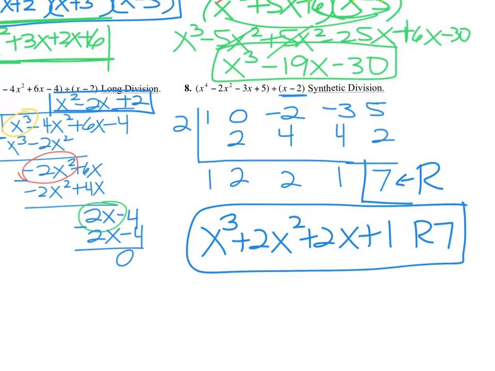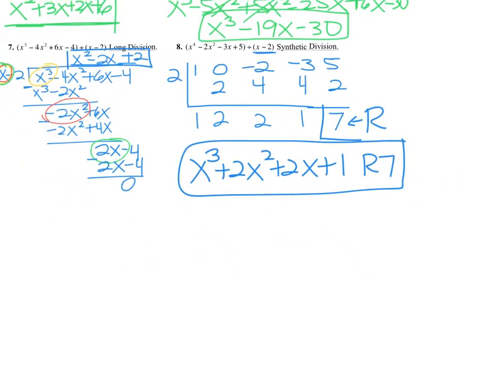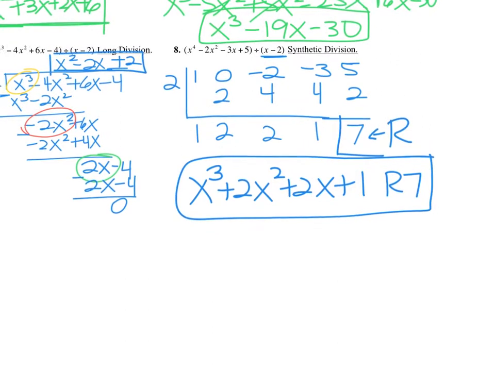Okay. Yes? So if that was x plus 2, it would be negative 2 on the outside. And would we subtract all of them? Nope, you'd still add. Okay.